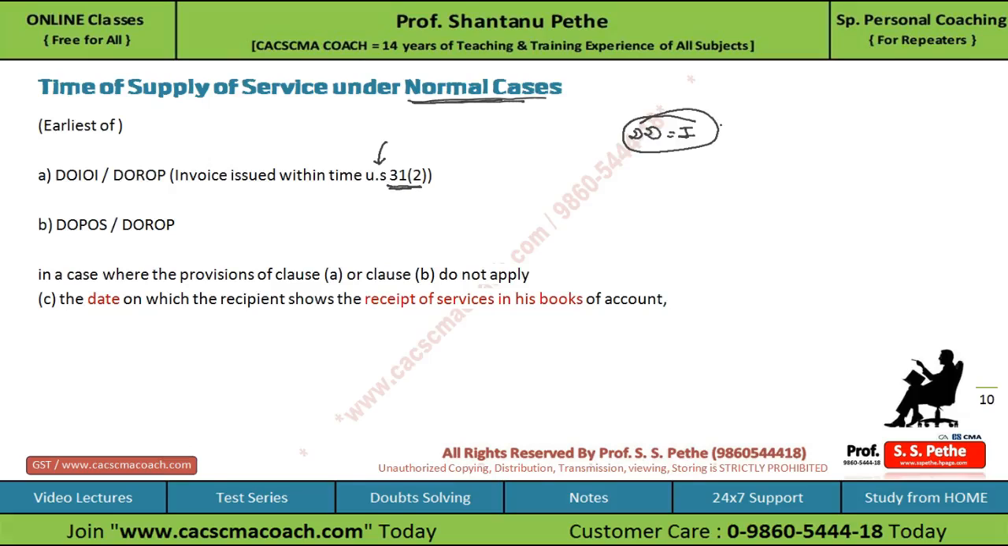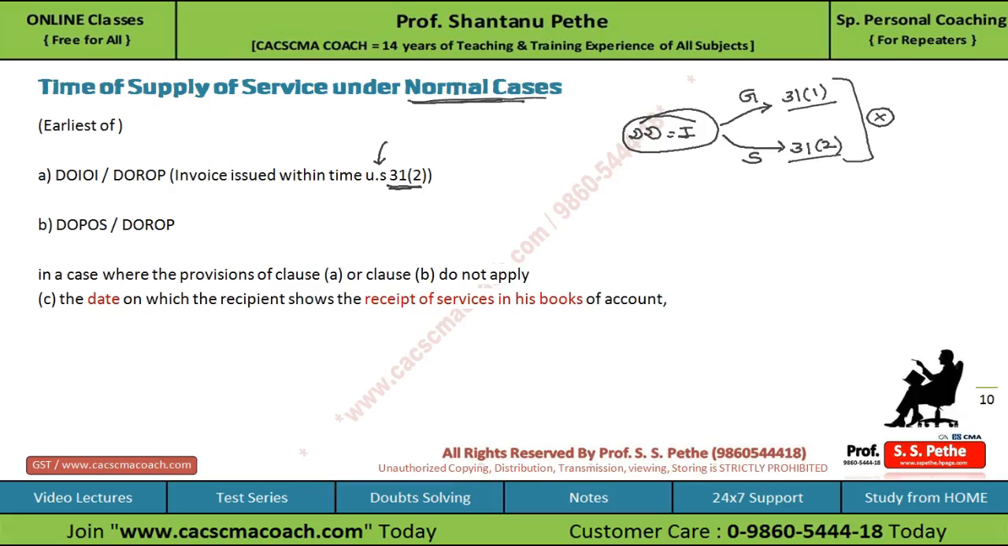So the due date of issue of invoice in case of goods is mentioned under section 31(1), and the due date for issue of invoice in case of supply of service is mentioned under section 31(2). So these things you have to remember, but we are not going to see these two sections right now because we will get diverted from our main topic.